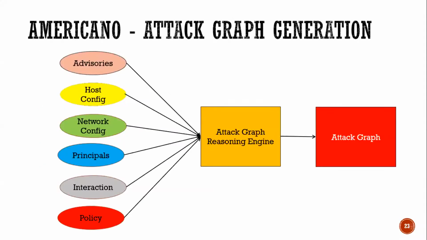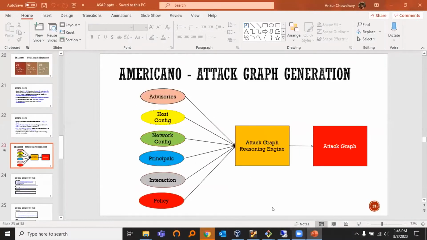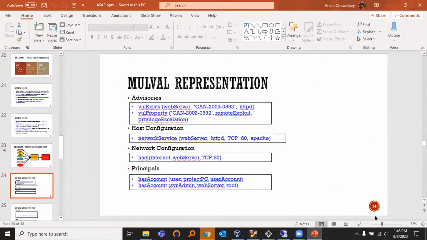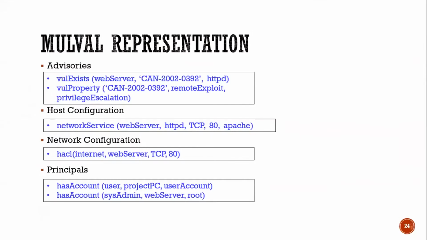So before going any further, let's look at some information on these MulVAL rules. MulVAL is basically a reasoning system which encodes this information, and it's a work by Kansas State University, which we kind of used in our development of the ASAP system.